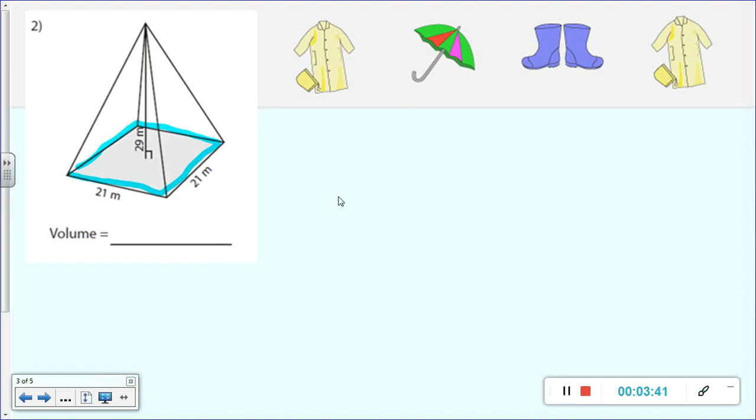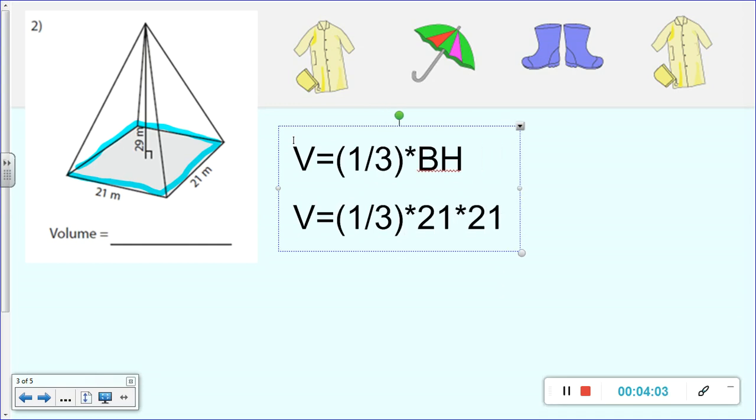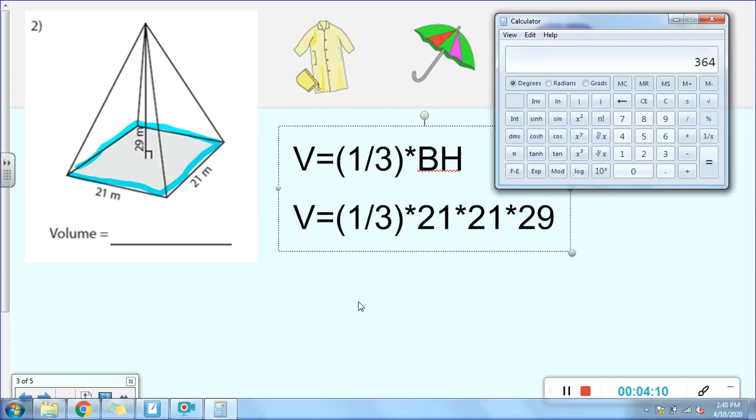Okay. So this time I want to use the fraction. So that 1/3, I'm putting that in parentheses just so that you know that it's 1/3, times the base face times the height. And when I say base face, I mean the area of that base face. So the area of the base face would be 21 times 21, and then the height of the pyramid being 29. And again, I can put all of this into my calculator in one fell swoop.